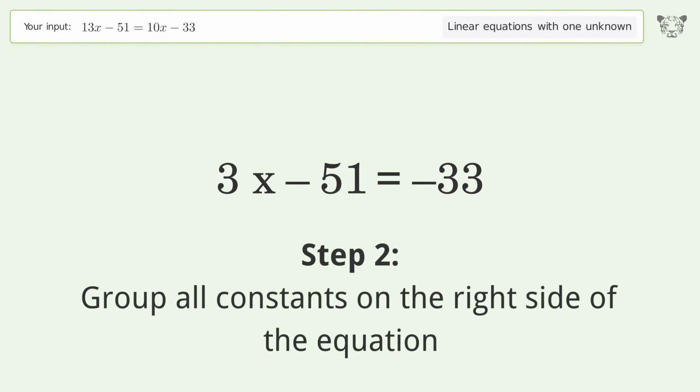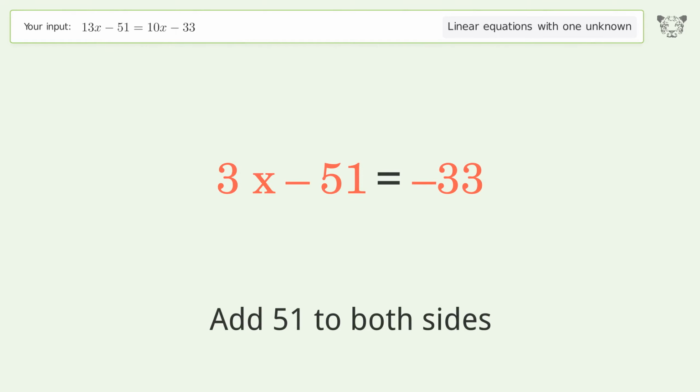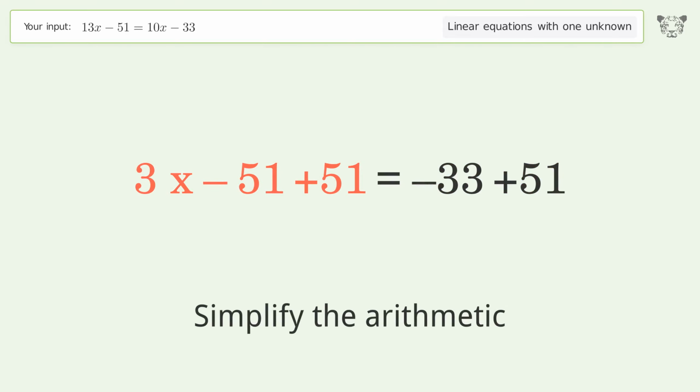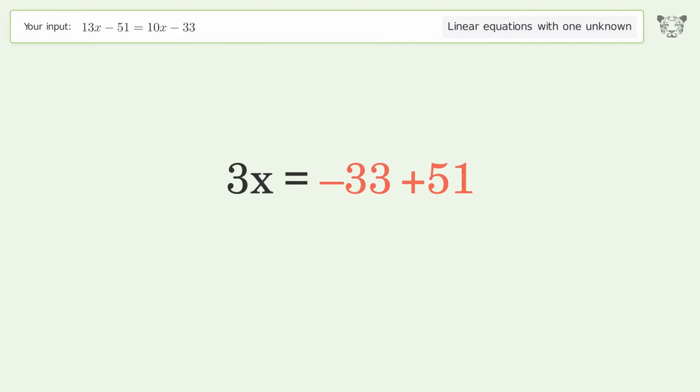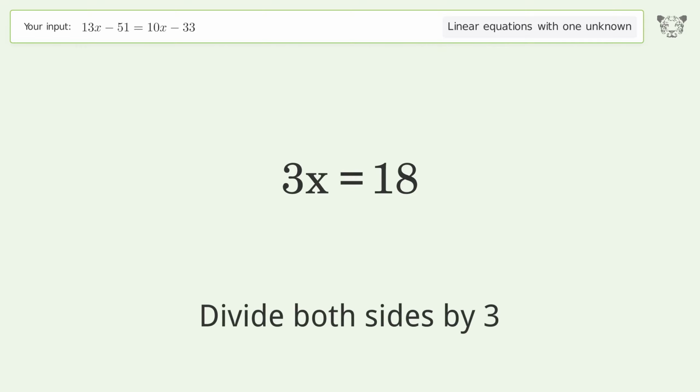Group all constants on the right side of the equation. Add 51 to both sides. Simplify the arithmetic. Isolate the x. Divide both sides by 3.